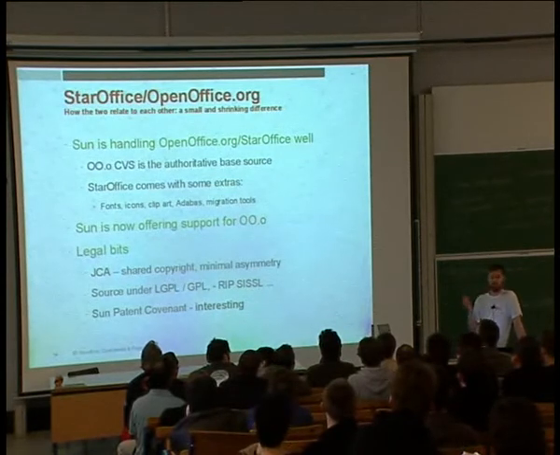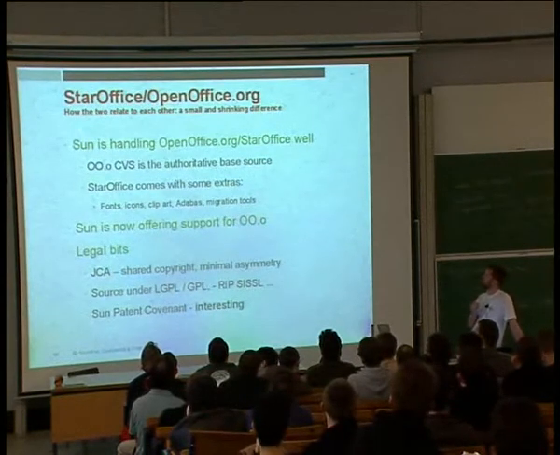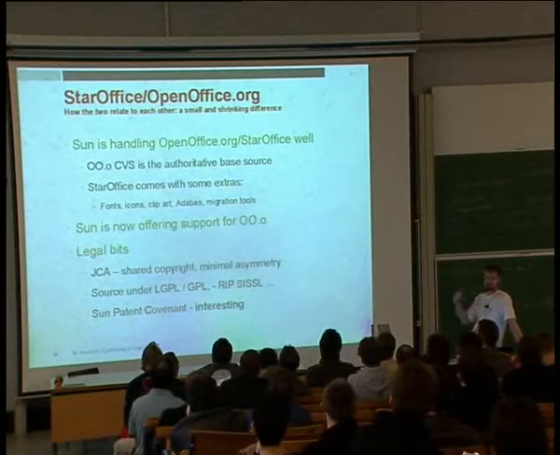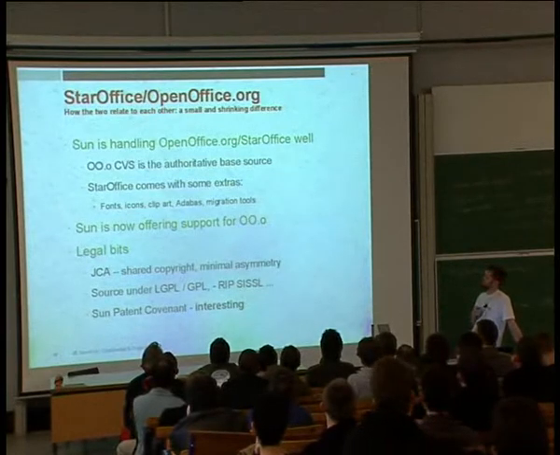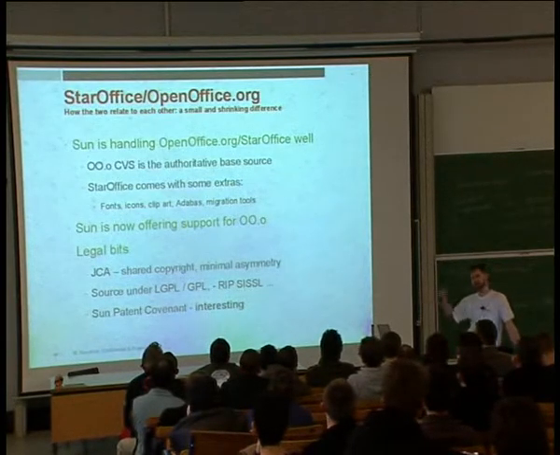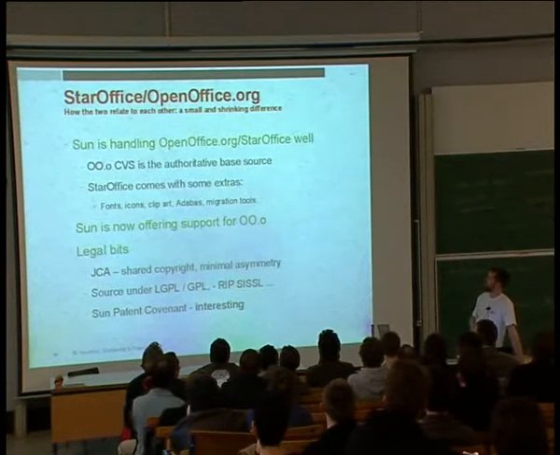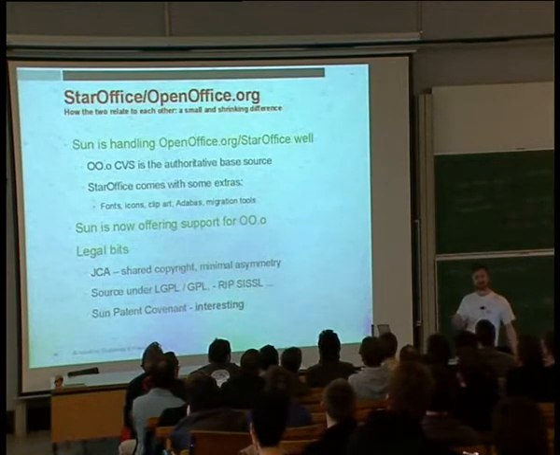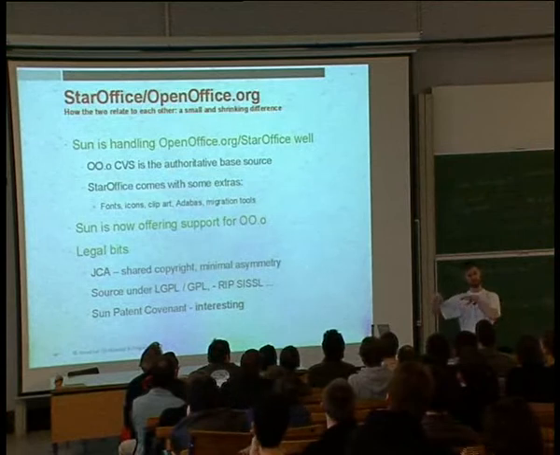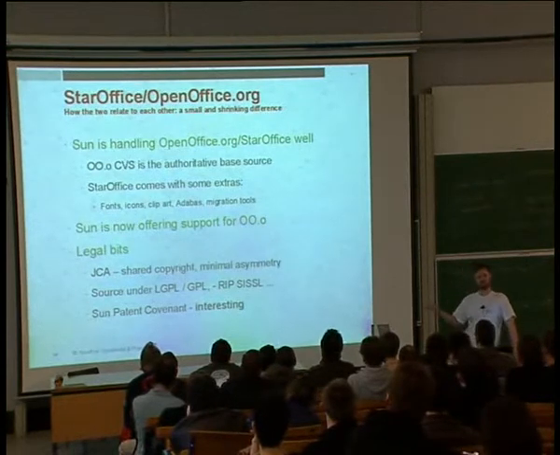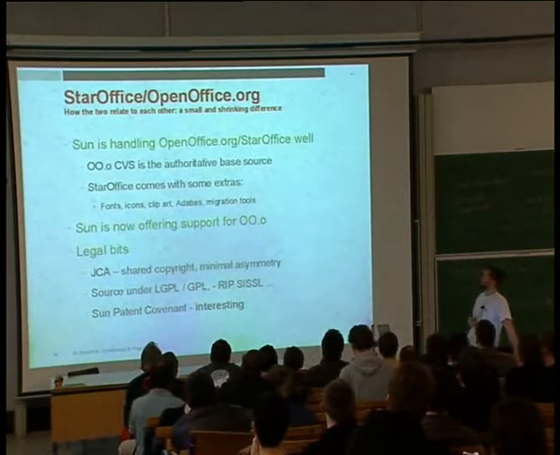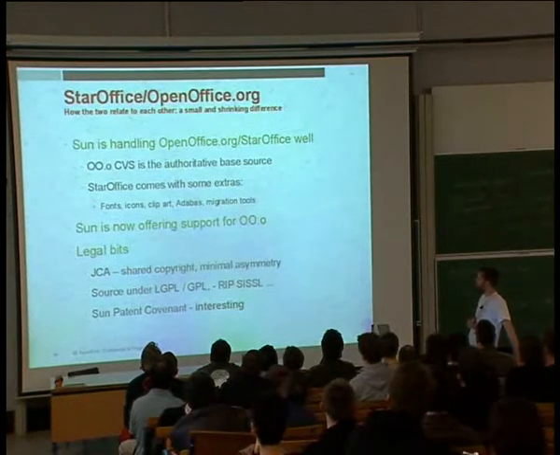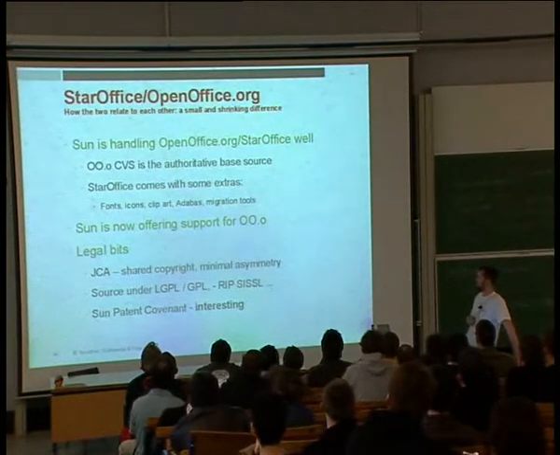Actually, Sun's doing a really good job of one thing, which is licensing and getting this done in the open. They release all of their changes for StarOffice out there. They commit it into the public source tree, and that's the authoritative base. Yeah, they add a few modules. They have proprietary bits that they put on as well. But what you see there is essentially what is in Sun's product, as I understand it. And they now offer support for OpenOffice, which is great.